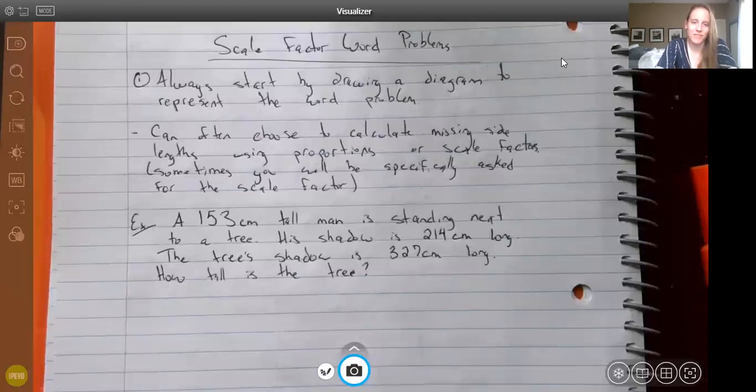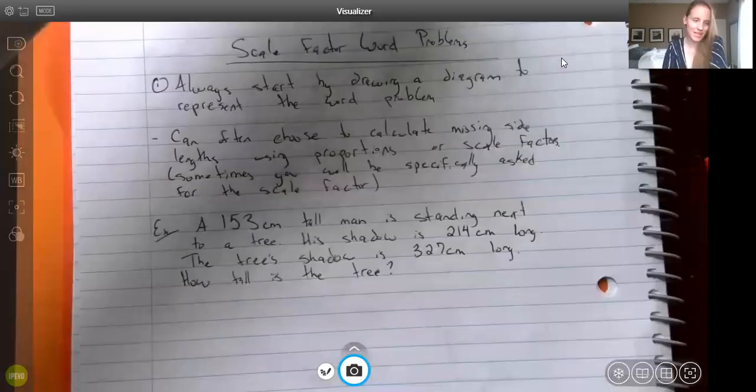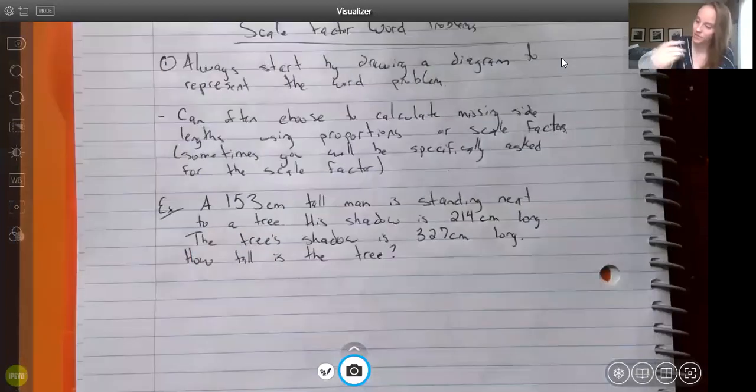It says a 153 centimeter tall man is standing next to a tree. His shadow is 214 centimeters long. The tree's shadow is 327 centimeters long. How tall is the tree? So let's sketch this out.